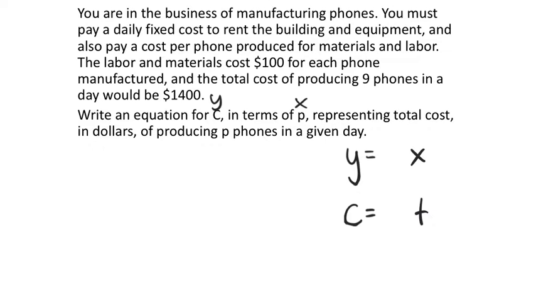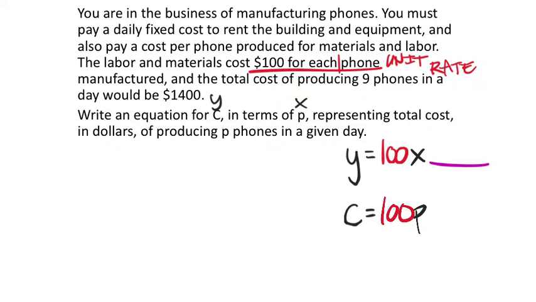Well, it says the labor and material cost is $100 for each phone. So for each phone, well, I put T, didn't I? But it should be a P. C in terms of P. There we go. P is phones. Okay, well, $100 for each phone. That, again, shows us a unit rate. And while you don't see the one, it's there. It's just a phantom one for each one phone. So that would be our slope right there. So you could put that as 100x or 100P.